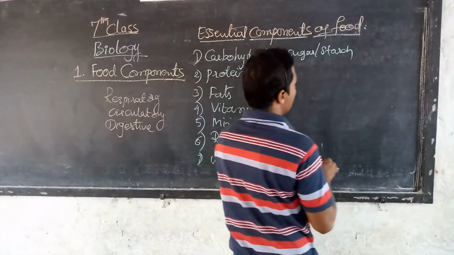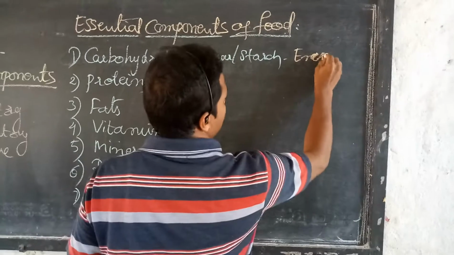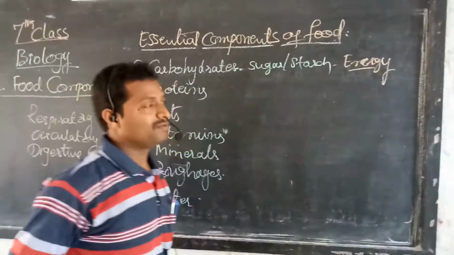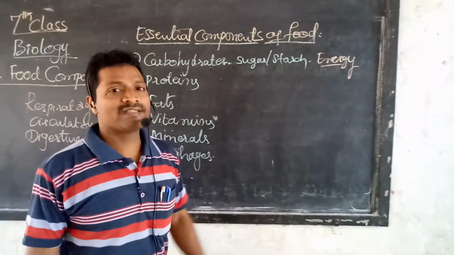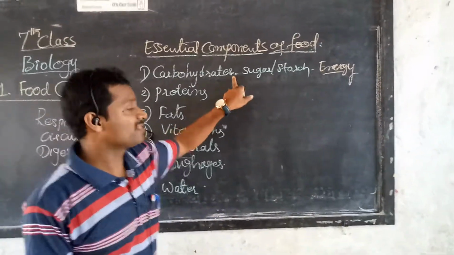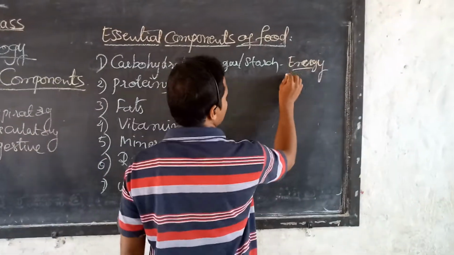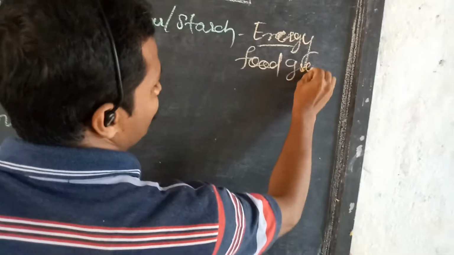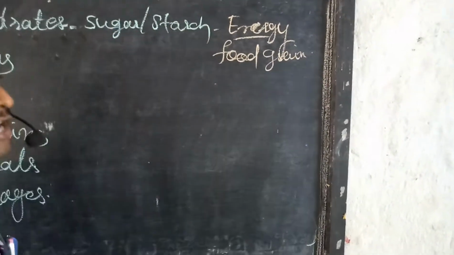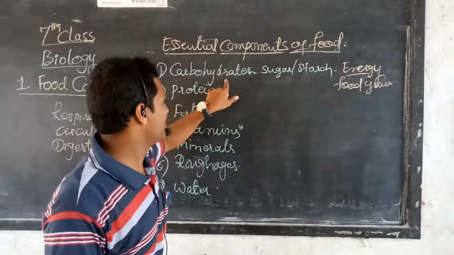So what are the uses of carbohydrates? Carbohydrates are the energy giving food. What are the sources of carbohydrates? All food grains like rice, wheat, etc., and potato. These are all the sources of carbohydrate.